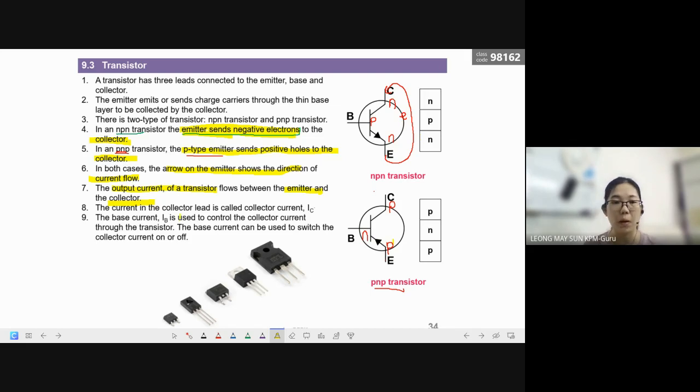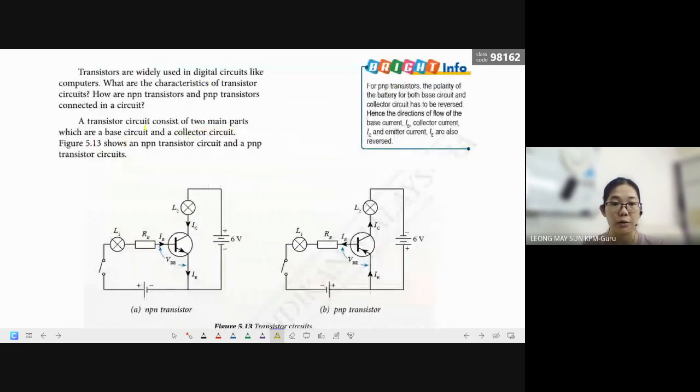Later in a short while, we will explain regarding that. Current in the collector lead is called collector current. The base current's main function is to control the collector current through the transistor. So the base current can actually be used to switch the collector current on and off. I actually used a simulation that in a short while I will show.